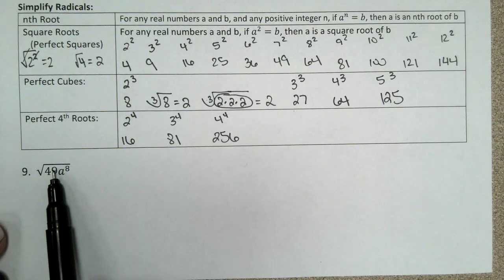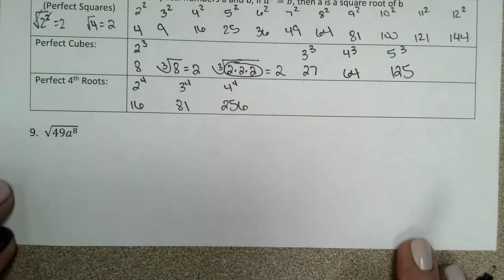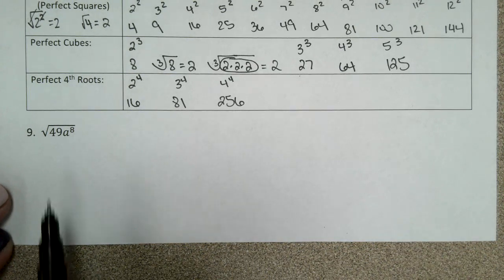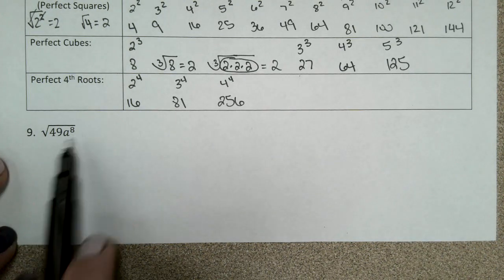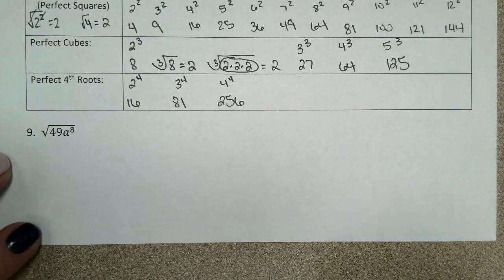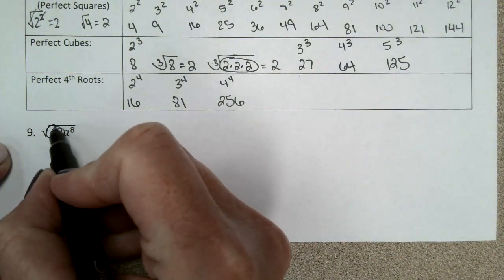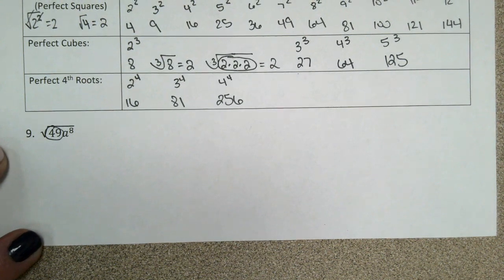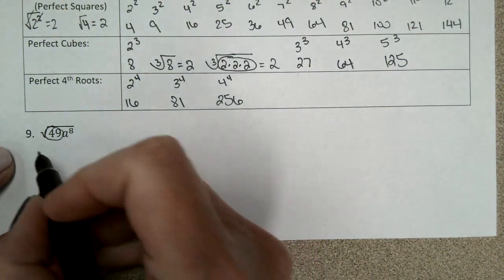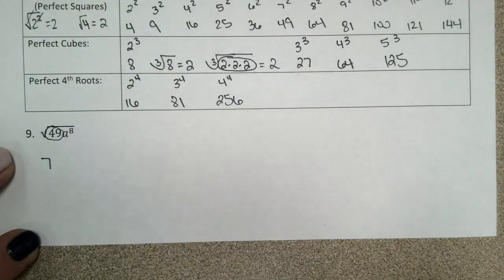So now we're going to simplify them. So that means we have to take the square root of 49a to the 8th. Taking the square root of the variable is pretty easy because 49 is a perfect square. The square root of 49 portion is 7.